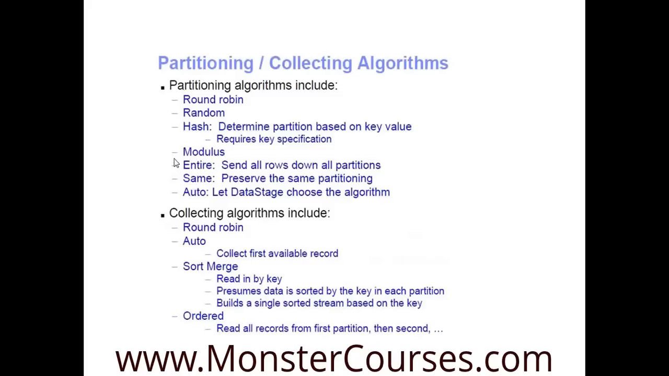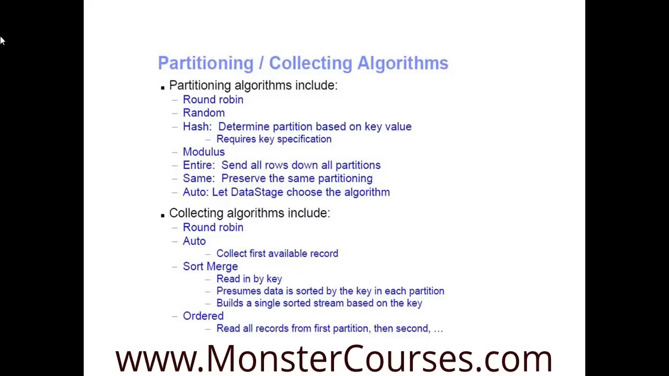These are all the partitioning algorithms: round robin, random, hash, modulus, entire, same, and auto. Auto is nothing but, as I said, IBM provides this partitioning mechanism. When we use this, by default it will be auto. Unless we know about the volume of the data and the type of operations we are doing. When we know all these things, then we can set the partitioning algorithm on our own. Otherwise, we can just leave it as auto, so that the engine takes care of all these things.